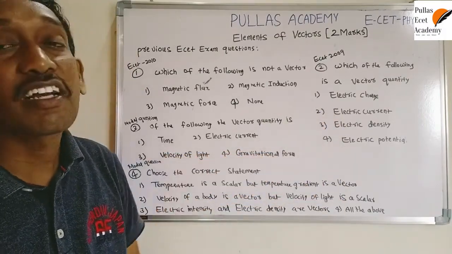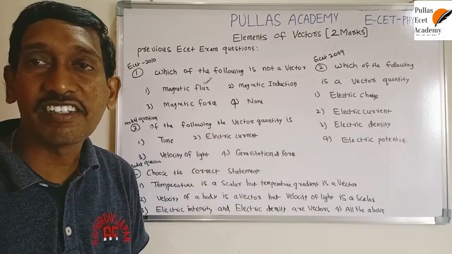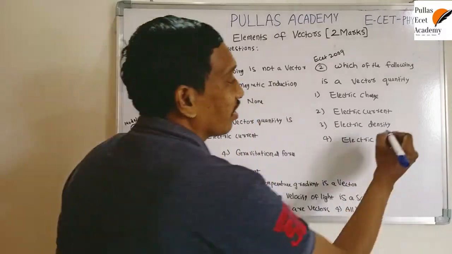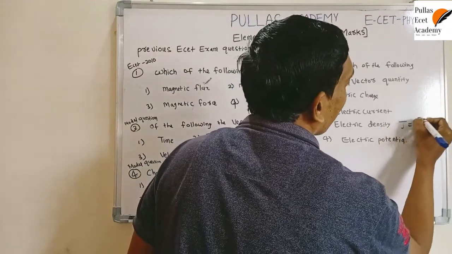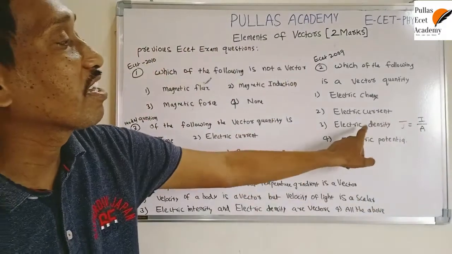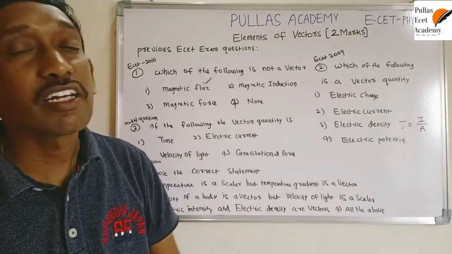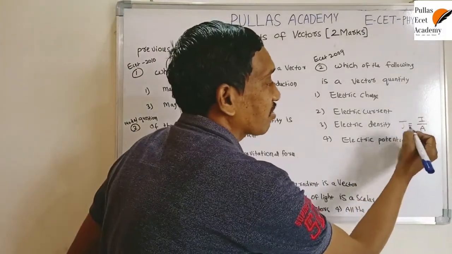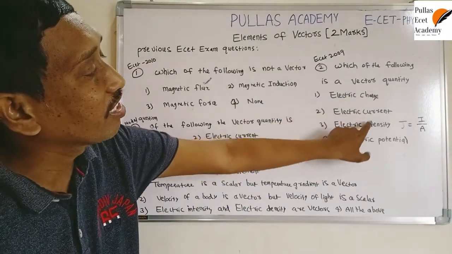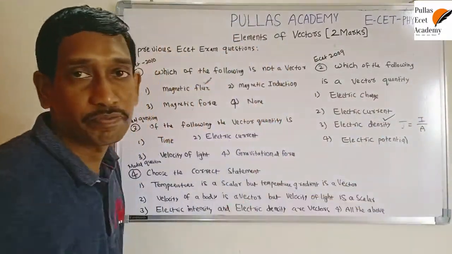But whereas electric current density, or simply called electric density, is a vector. Okay, now what is electric current density? Current density J is equal to electric current per unit area. But it is considered as a vector. It is not a scalar. Next, electric potential is a scalar. In our electricity concept, we will discuss clearly each and every parameter. It is scalar. This is the only vector. That's why this is the correct answer here. Which is suitable here? Third one.